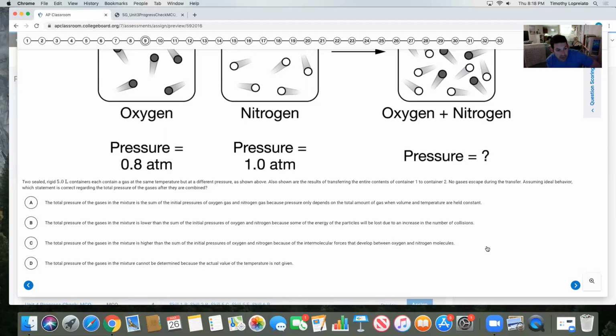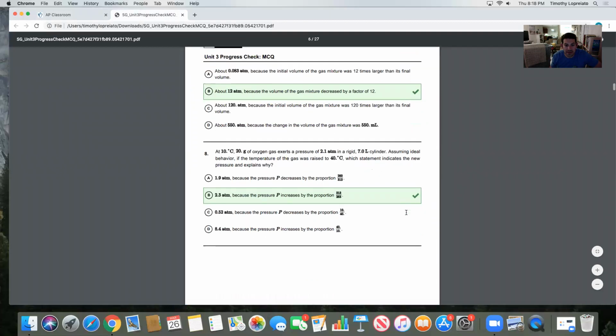And then the total pressure of the gases in the mixture cannot be determined because the actual value of the temperature is not given. So, all right, I'm totally going with A on this one, right? Pressure only depends on the total amount of gas when volume and temperature are held constant. So question 9, we're looking for A.